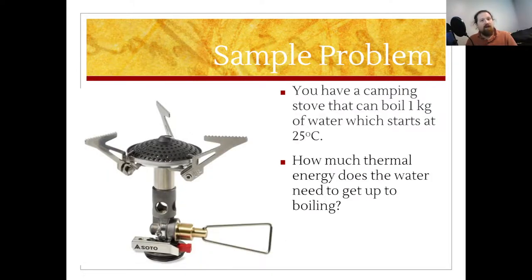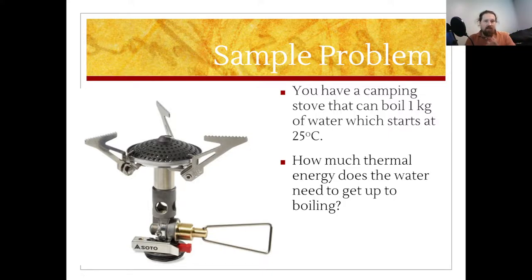Been talking a lot about the thermal properties of water, so let's heat up some water. You have a camping stove that can boil 1 kilogram of water, which starts at 25 degrees Celsius. When you put the water on the stove, it begins at 25 Celsius. You turn the camper stove on. You want to make it boil. So, how much thermal energy is required from the stove to make that happen?